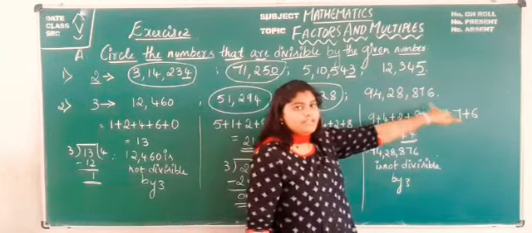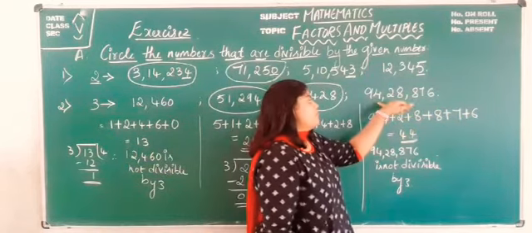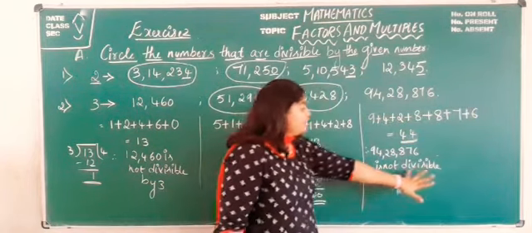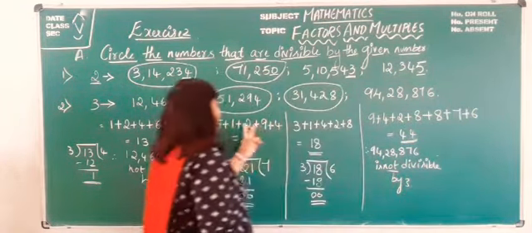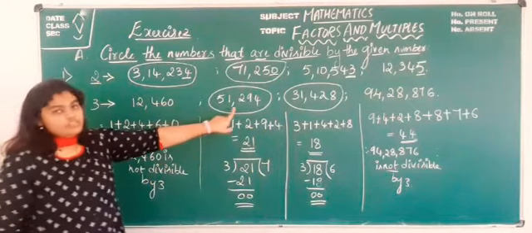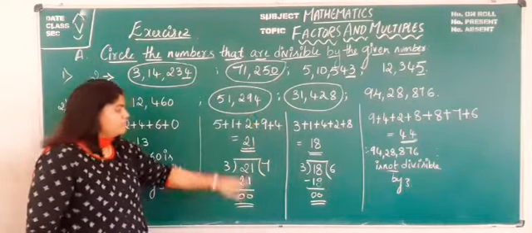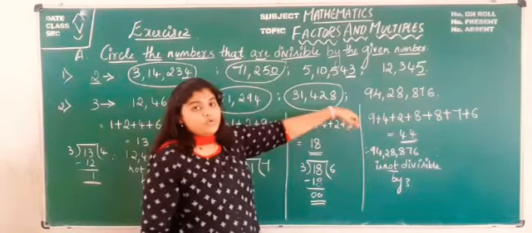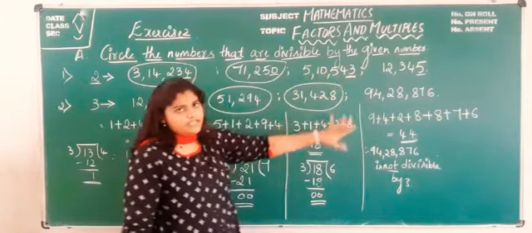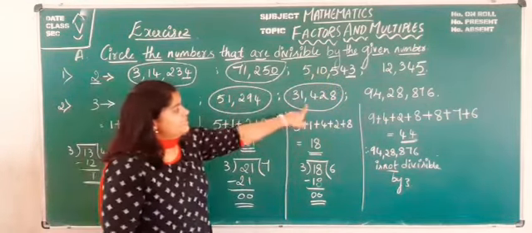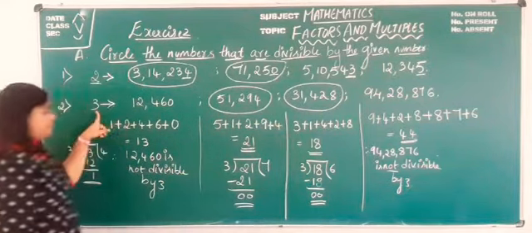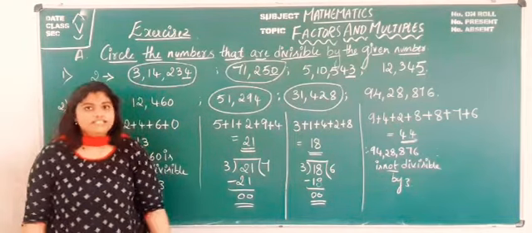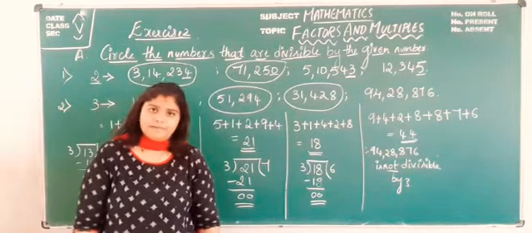Therefore, the fourth number in the second question, 94,28,876, is not divisible by 3. So in the second question, only 51,294 was divisible by 3, so we have circled that number. Next, 31,428 was divisible by 3. Therefore, we have circled it. So in the second question, only these two numbers were divisible by 3. So next we shall see question number 3.